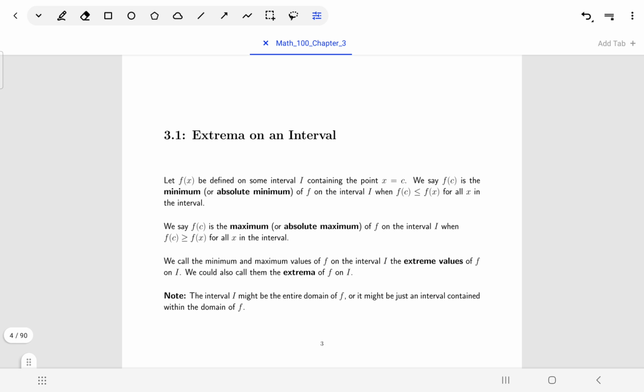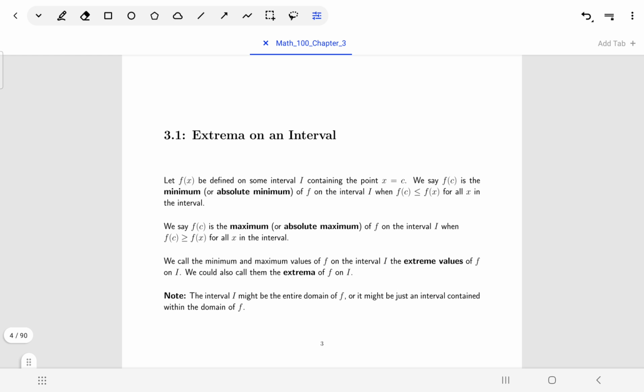Welcome back. In Chapter 3, we're going to start looking at optimization. That's one of the strengths of calculus. It allows us to find maximum and minimum values for functions. And in this section, we're going to start introducing some definitions and some important theorems.